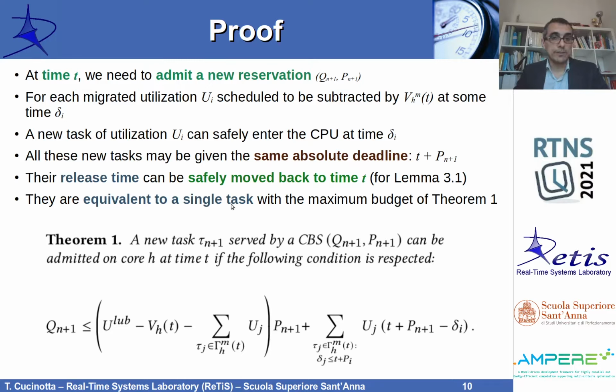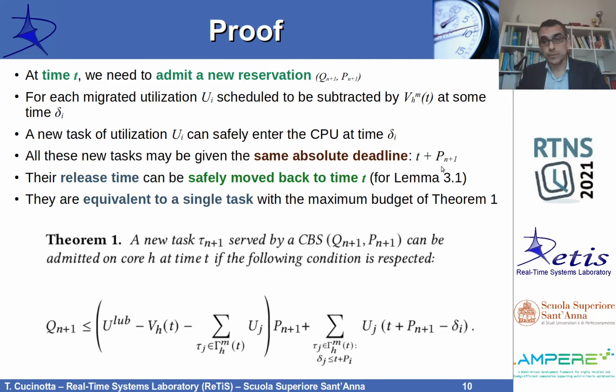So all of these new tasks that may enter the system, which have the delta_i between the current time and the current time plus p_{n+1} in the future, can all be given the same absolute deadline, exactly equal to t plus p_{n+1}. So now we are in a situation in which we already know that we can safely schedule all these little tasks released at times delta in the future.